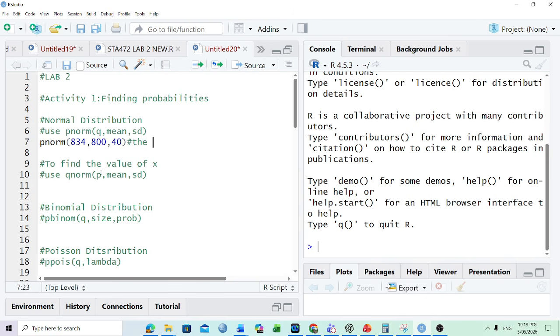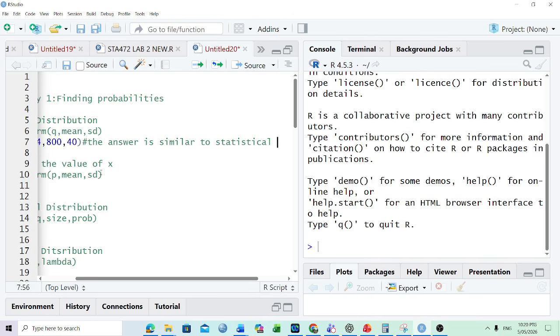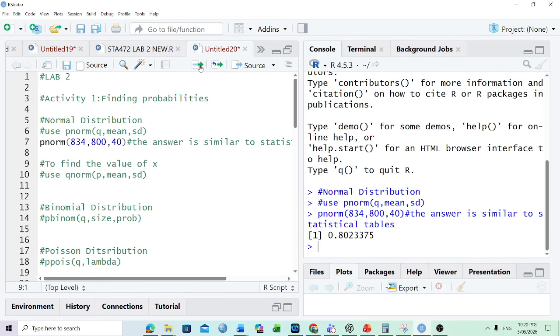Okay, note that the answer you get using R is similar to the statistical table. So this one, just run. Okay, and then we will get 0.8023 if it is in 4 decimal places.